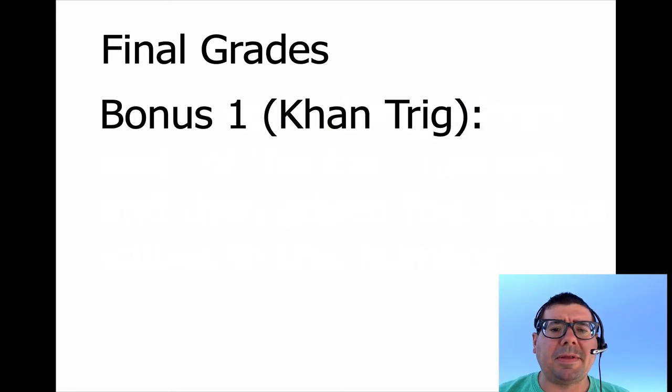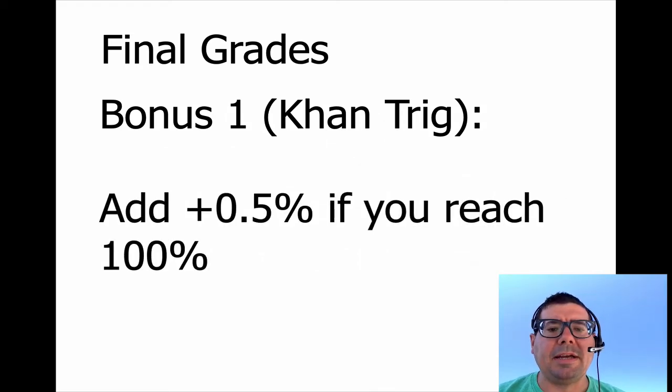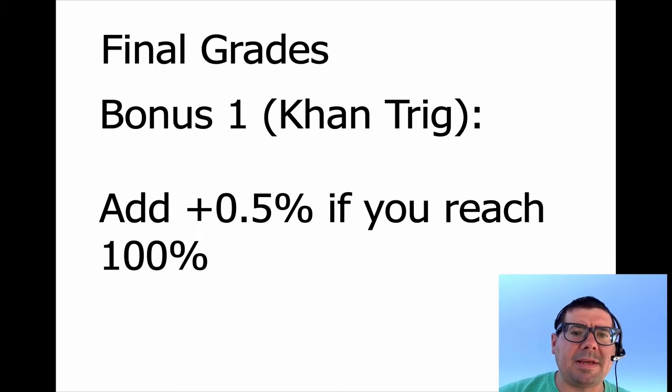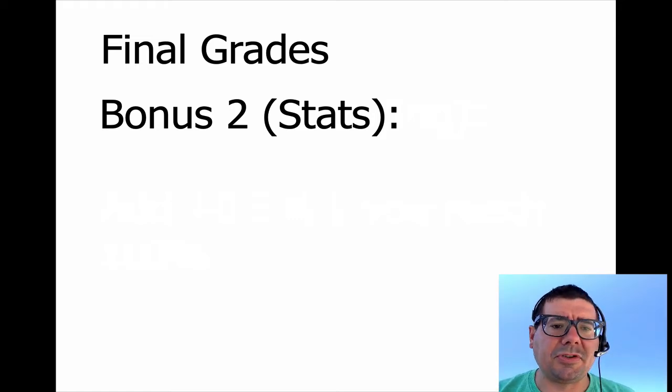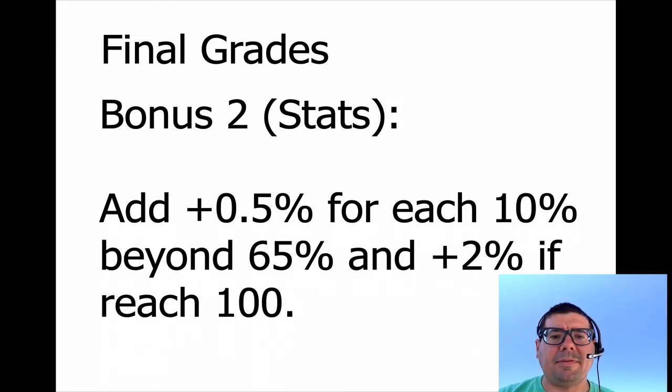The first one was on the con trig assignment, and what I basically did was I went through your numbers, and you would get a half point on your final average if you reached 100% on trigonometry in Khan Academy, which is very difficult to do, so I gave you a half point for that. The second one was based on stats, and this is more of a step function, and what I basically said was for every 10% you went beyond the required 65% mastery, you get a half point, and then if you reach 100%, you get two full points on your final average.